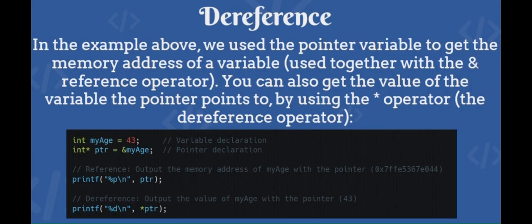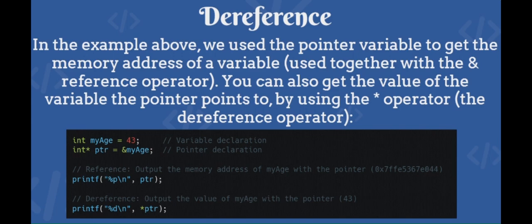Dereference. In the example above, we used the pointer variable to get the memory address of a variable, used together with the & reference operator. You can also get the value of the variable the pointer points to, by using the * operator, the dereference operator. Note that the * sign can be confusing here, as it does two different things in our code. When used in declaration, like *ptr, it creates a pointer variable. When not used in declaration, it acts as a dereference operator.